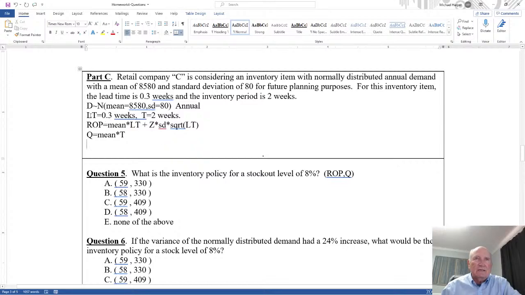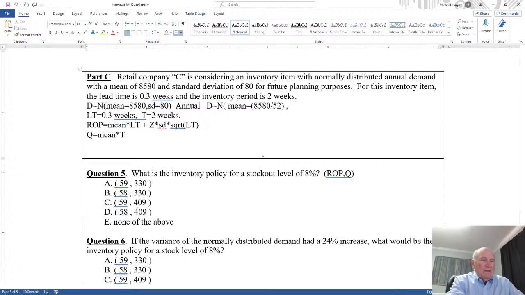Now, notice since the lead time is in weeks and the inventory period is in weeks, let's just change this demand to weeks. Okay, so what that would be, it's going to follow a normal distribution where the mean is going to equal 8580 divided by 52 weeks. Okay, so that's my demand per week. What's my standard deviation per week?